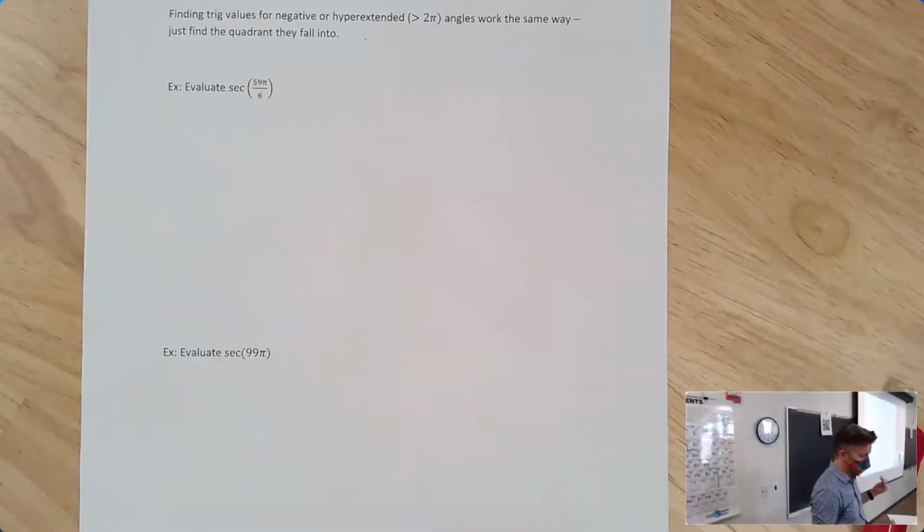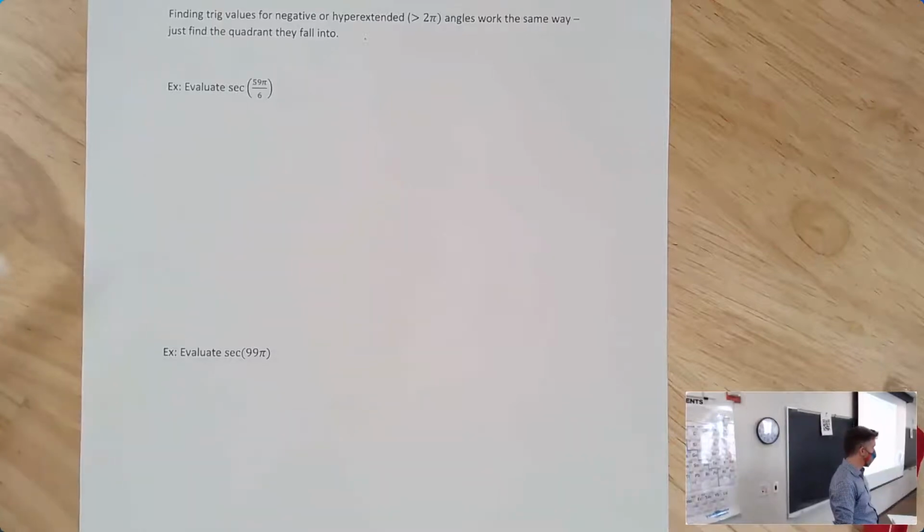So if we want to find secant of 59 pi over 6, what we're really going to do is just try to figure out what quadrant that angle is in. So let me ask you all: if my angle is 59 pi over 6, which I know is a lot of revolutions, and it's almost 10 pi, like 60 pi over 6 would be 10 pi, what's my reference angle?